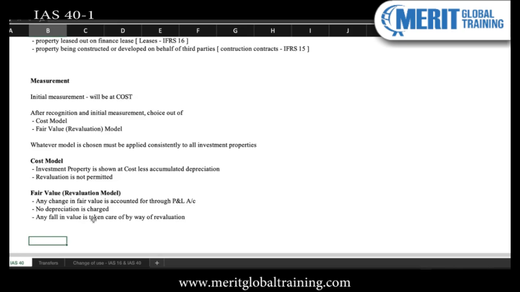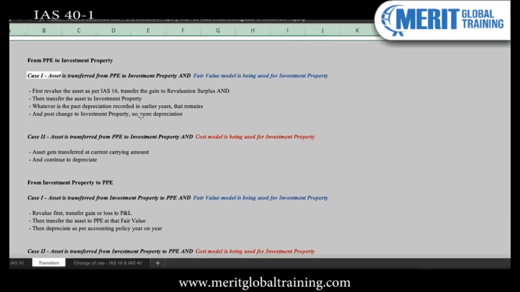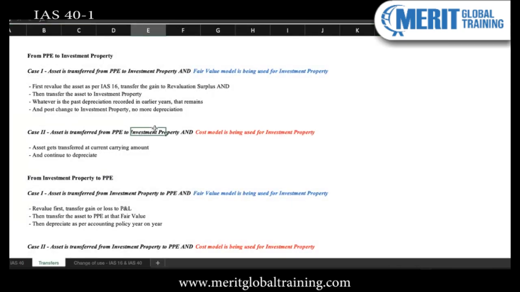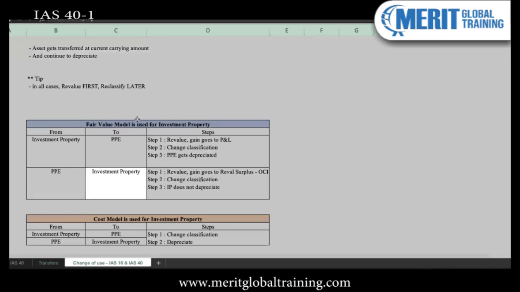Here, the change in fair value gets routed through the profit and loss account. So that is a major difference between the two. Now, there could be a situation where the business entity has acquired a particular property for use in its regular course of business. Maybe it is owner occupied property, and later, because of change in circumstances, the same property, plant and equipment, there is a need to reclassify that as investment property.